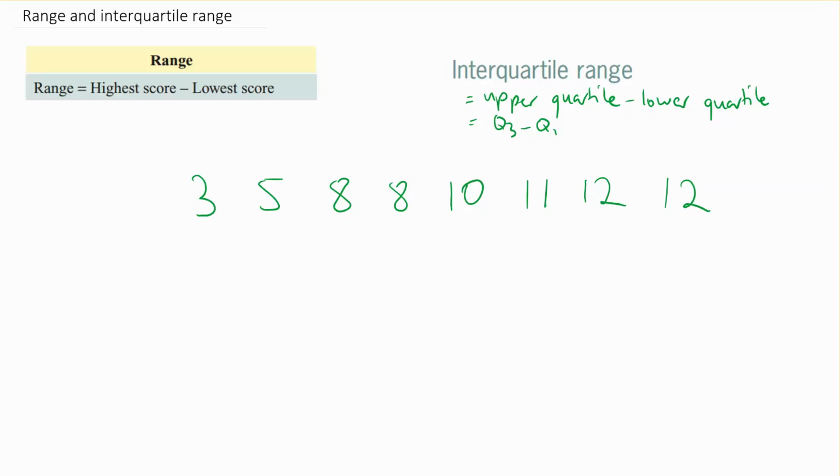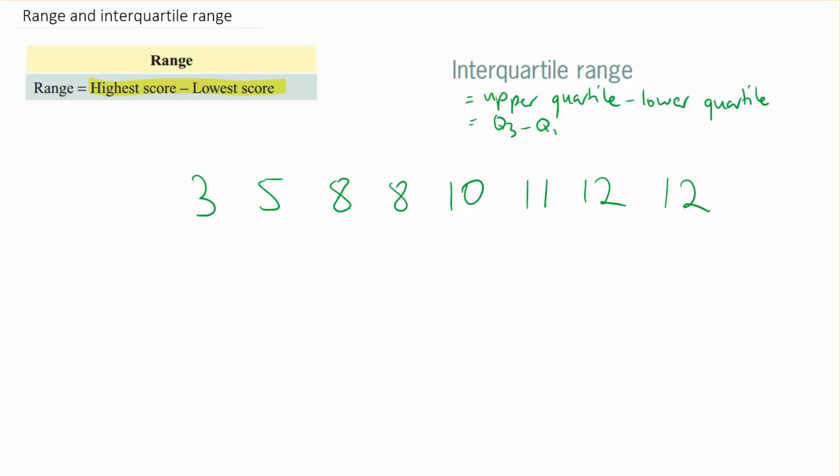Hi, in this video we're going to have a look at the range and interquartile range. Both of these are a measure of spread. They measure how spread out these scores are, how far apart they are from each other. Well, the range is the highest score minus the lowest score.